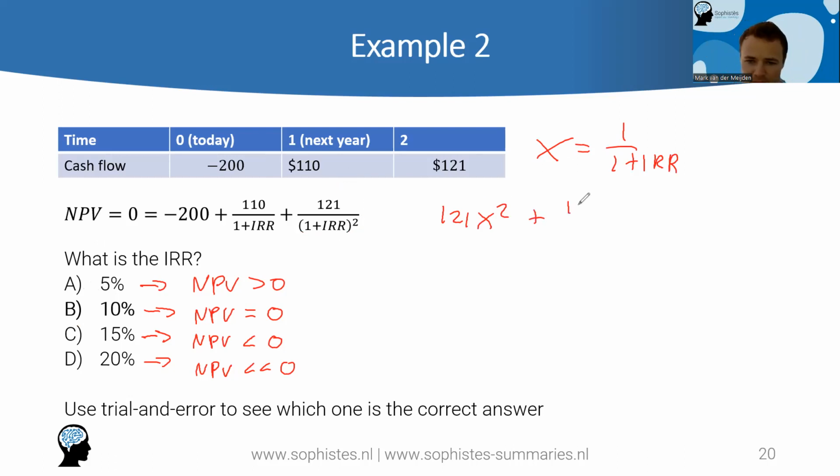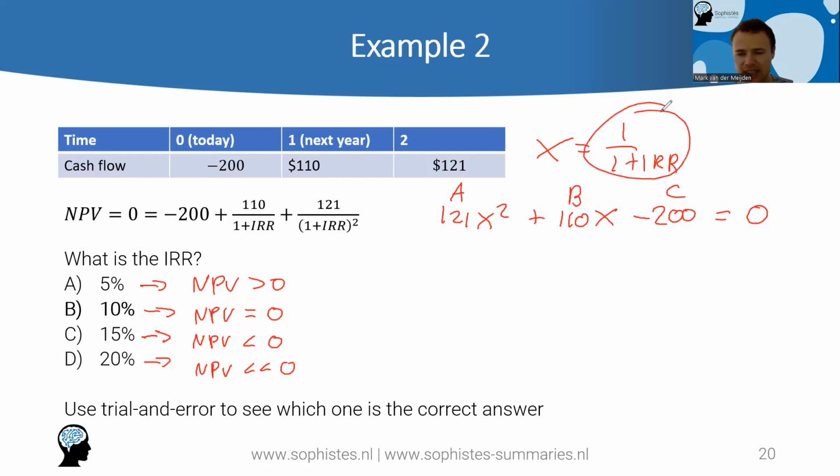Plus 110x, which is this fraction, minus 200, which is this thing, is 0. Then you can again use the ABC formula as well to solve it. And then this is your x. You could do it that way, but that would be way too complicated. You can better just try out the different solutions and see which one gives you a 0. Okay.